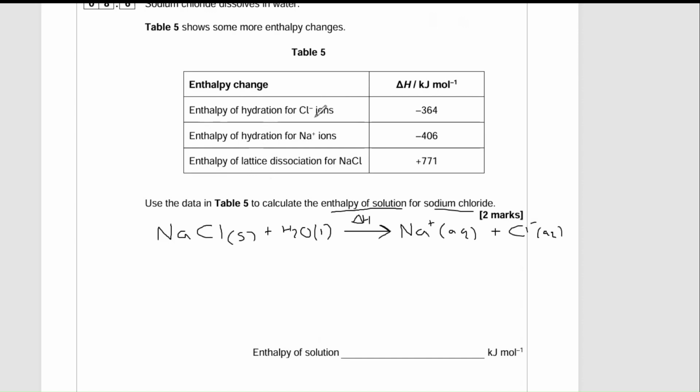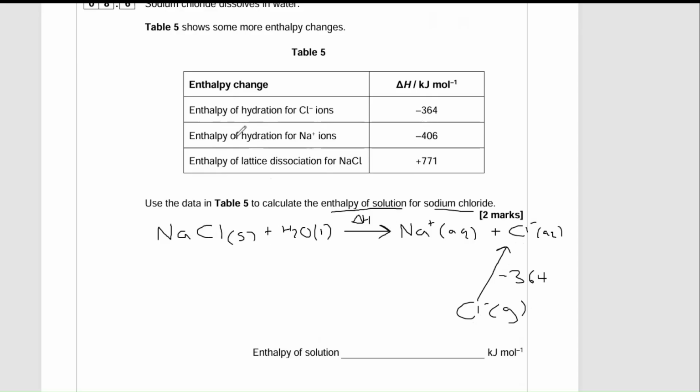Well, we've got the enthalpy of hydration of chloride ions. Again, this tests you. Do you know what that is? What's the definition? It's from its gaseous state. So that's the difference. We're going from gaseous to aqueous, so the enthalpy of hydration to solution is -364. Now, I don't need to multiply by any coefficients. You can see this is all balanced up.